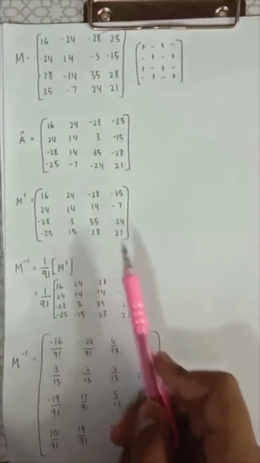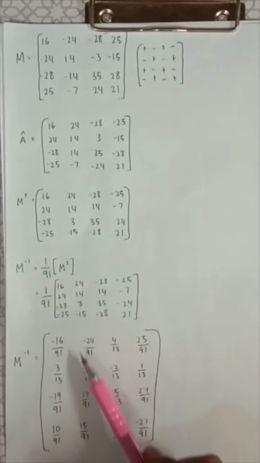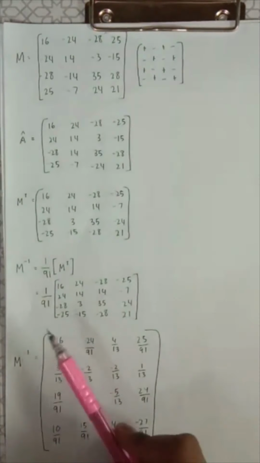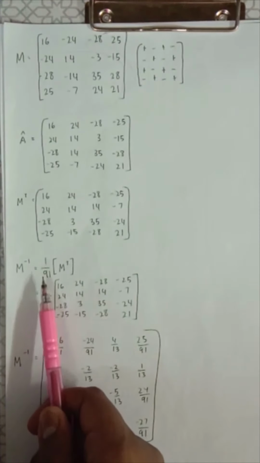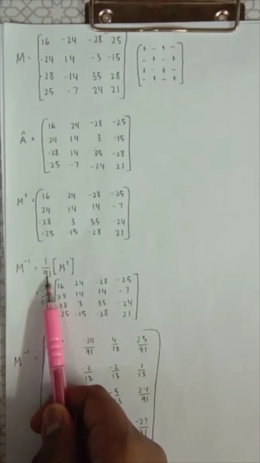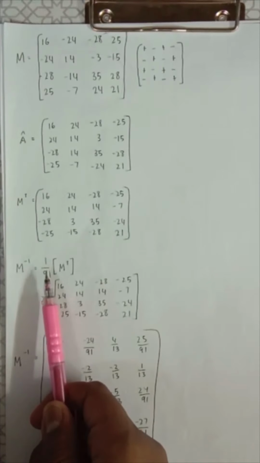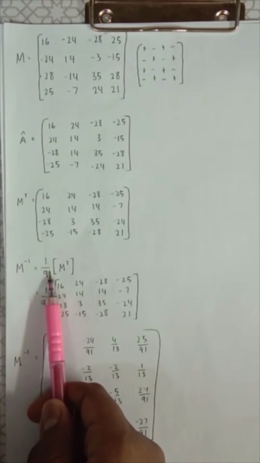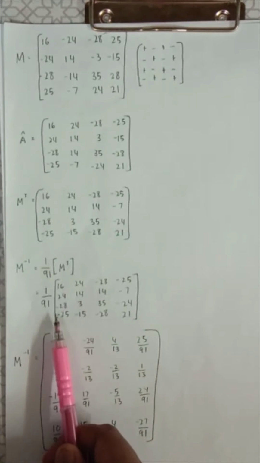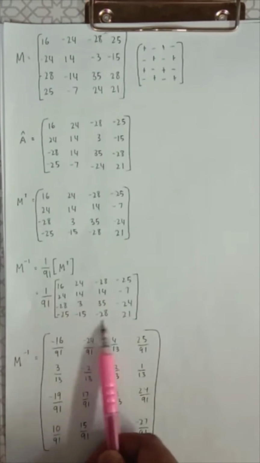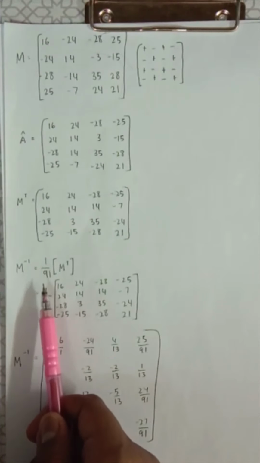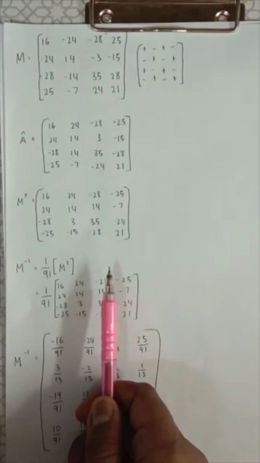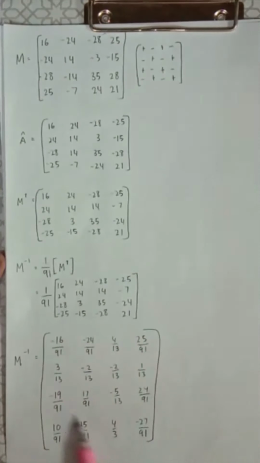Then we have to inverse it. We have to use the determinant that we got. To inverse the matrix, we have to do like this: 1 over the determinant that we got, and the determinant that we got is 91. Multiply it with the matrix, so 1/91 times the matrix. This is the answer for the multiplication.